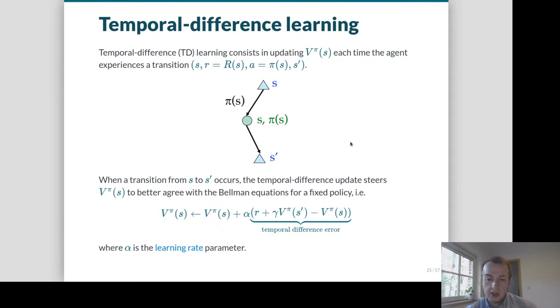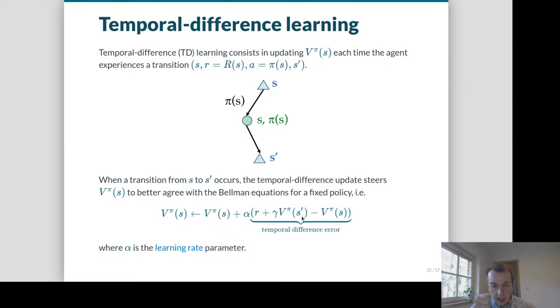And so you can view this equation as if V pi of s is the prediction that you are making for the long-term reward that you would collect starting from s then following pi, and r plus the discounted reward at the next state is the target that you want to estimate. And so if you observe that, for example, r plus gamma times V of s prime is strictly larger than V of s, then that means that the prediction actually underestimates the value that you should have predicted. And so if you do an underestimation, then that means that the TD error will be positive, and that makes sense.